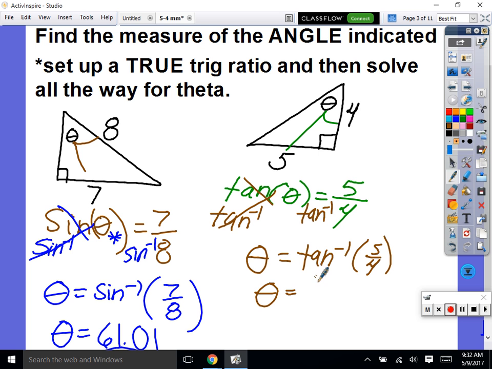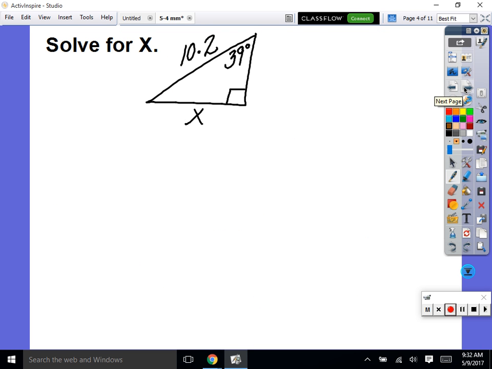Did anyone else get 51.3 degrees? Okay, awesome. You're going to need to remember how to do that for today's lesson. Okay, questions on that? Okay, ready, set, go. Solve for x.